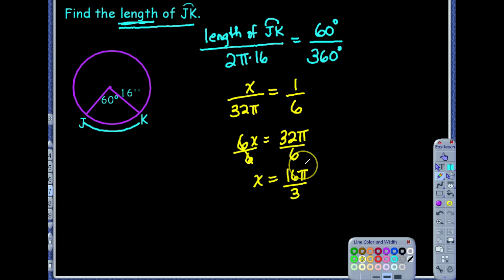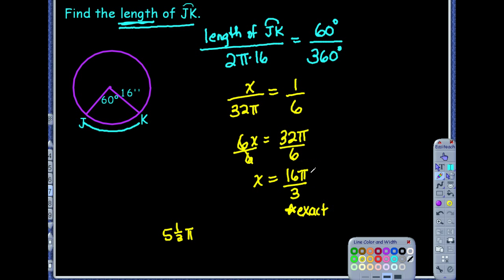Now, I personally like the 16 pi over 3, and the only reason is because the 5 1/3 pi, yes, that's exact, but this is a lot easier to work with when we start applying it to other things. So leaving it as an improper fraction would be more realistic for if we ever apply it somewhere else. Okay, so this would be an exact answer.